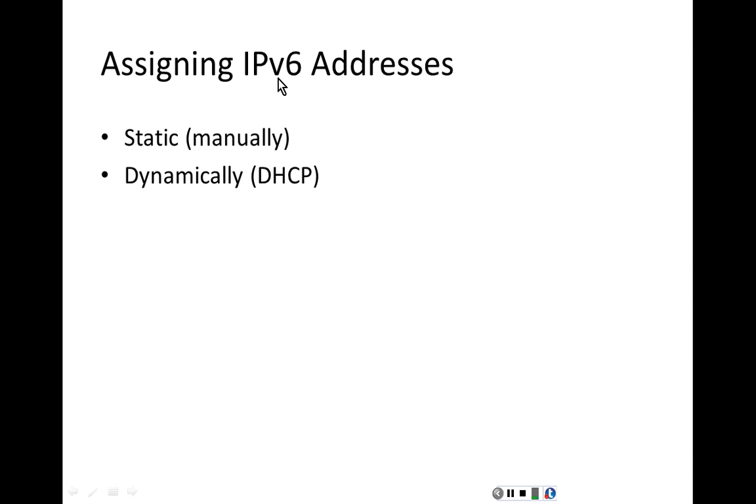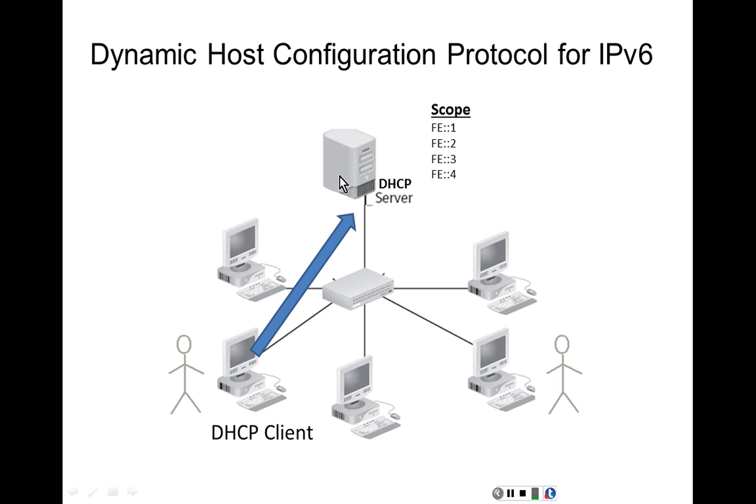To assign an IPv6 address is like assigning IPv4. You can walk up to each individual workstation and type in the IP address, or you can use DHCP to automatically issue the IPv6 addresses to the workstations. The DHCP server has a group of IPv6 addresses, and when the client boots up, it requests an IP address from the DHCP server, and the DHCP server pushes down an IPv6 address. DHCP works the same way, IPv4 or IPv6.